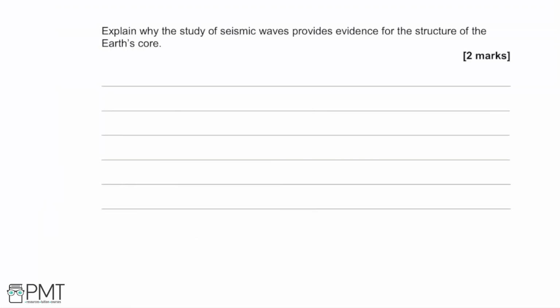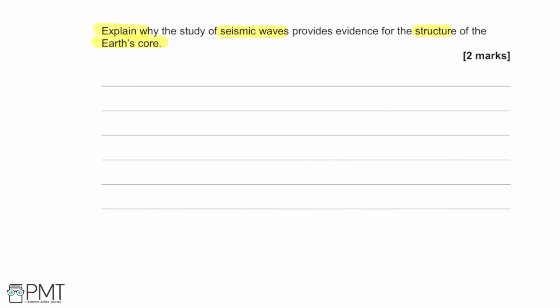So this part of the question is also going to only be assessed on the higher tier paper, but again, we're going to have a look through it and see what answer we'd come up with for this question. I'm now asked to explain why the study of seismic waves provides evidence for the structure of the Earth's core. And this question's worth 2 marks, so I'm just going to make sure that I outline 2 main points here.